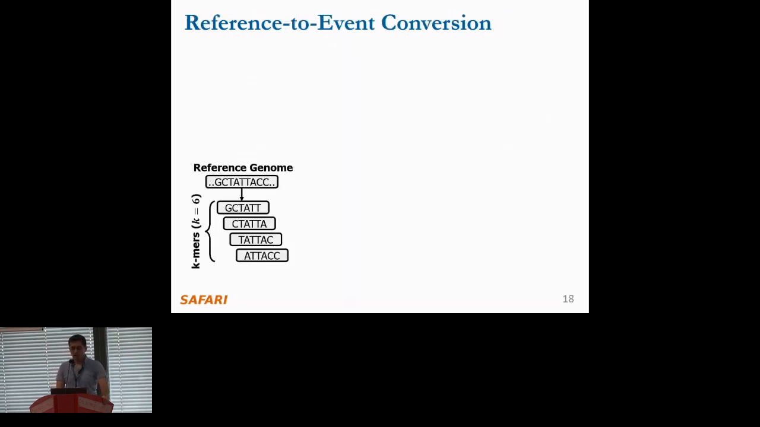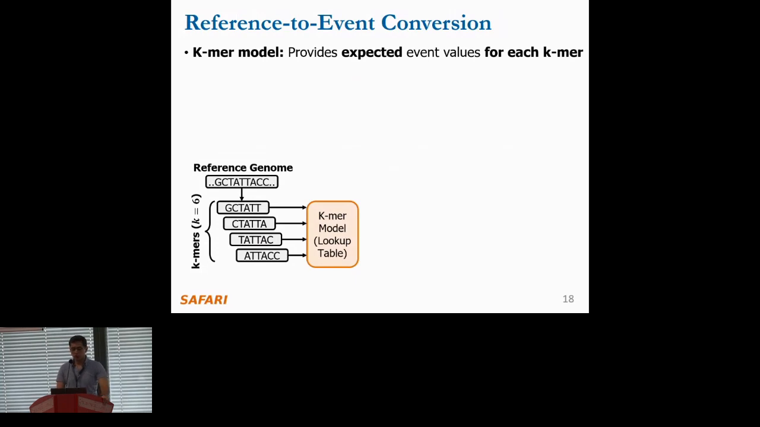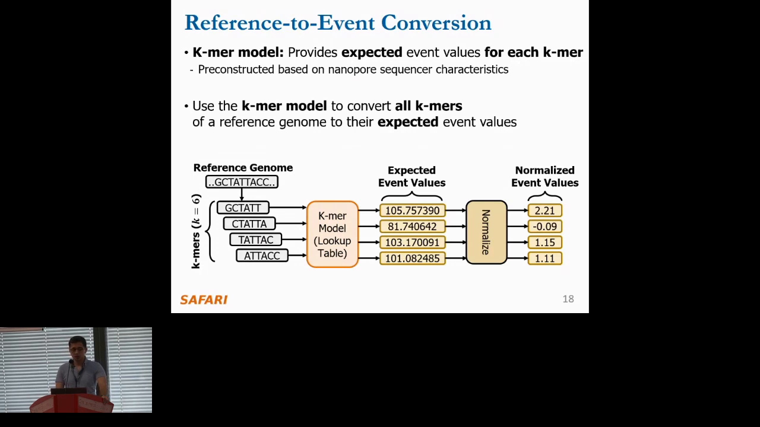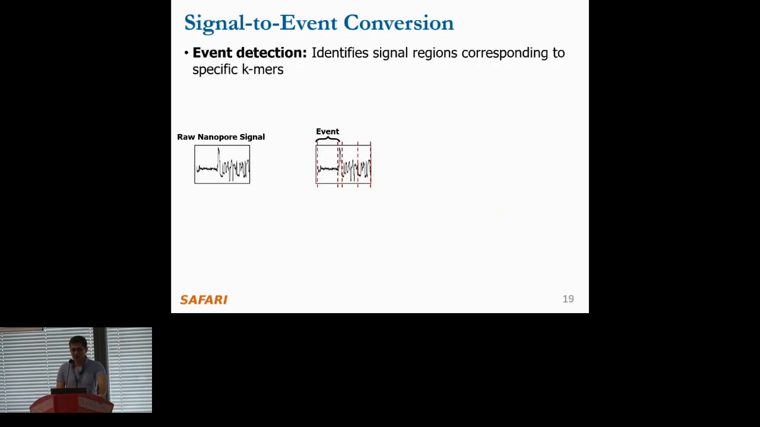Now that we know what events are, let's look at how we convert the reference genome and raw signals into events so that we can enable comparison between them. To convert the reference genome into events, we use a lookup table known as the k-mer model. This model provides an expected event value for each possible k-mer, and it is pre-constructed based on the characteristics of nanopore sequencers. We use this k-mer model to convert all k-mers of a reference genome to their expected event values, followed by a normalization step to generate the normalized event values to enable comparison. So we simply represent the reference genomes as a series of their events rather than their k-mers.